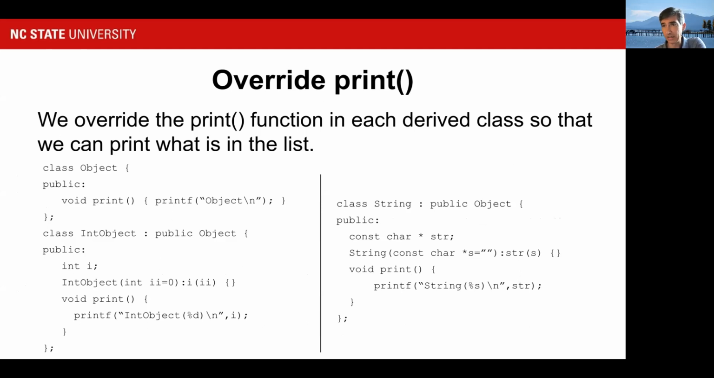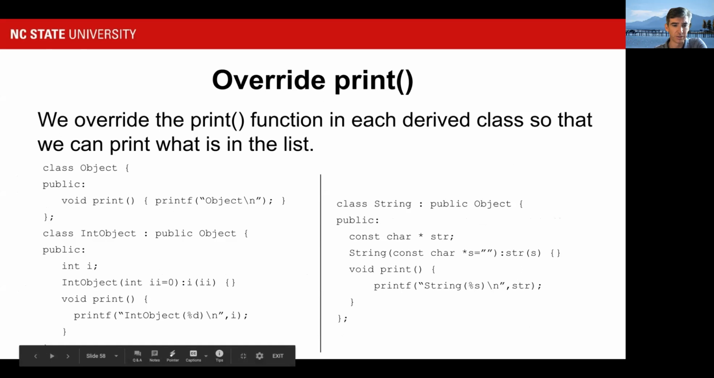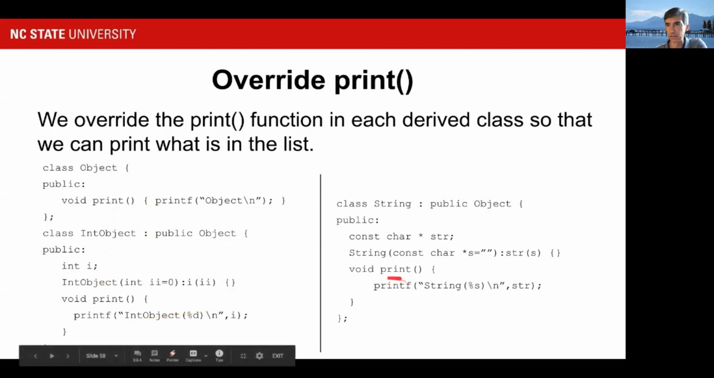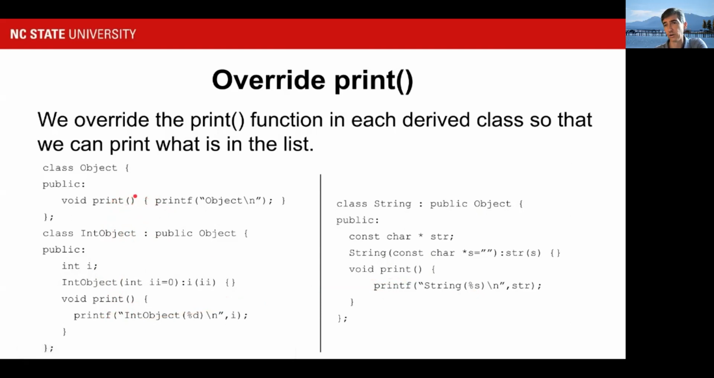Now, in order to see that I have all these different kinds of objects in my list, what I want to do is add a function override to each object. In my base object, I'll put a print function that just prints object because it's a plain vanilla object. Inside int object, I'll have a print function that prints int object and then the integer that it's holding. And inside my string object, I'll have a print function that prints string and the string that it contains. This is an example of function overriding because I have the same print in all of these objects, but in my derived classes, their print functions override this base class print.